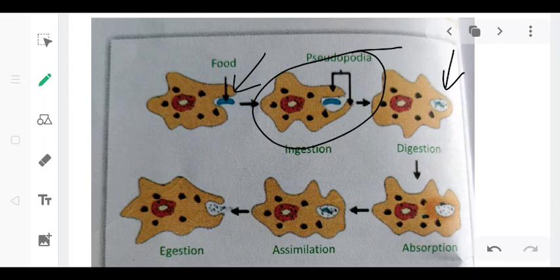The food is then acted upon by digestive juices in the food vacuole, and gradually the digested food is absorbed. The undigested residue of the food is expelled outside by the vacuole. Here, after digestion and absorption, next is assimilation, the utilization of the soluble nutrients from the digested food. And the last one, whatever undigested food is left inside the body will be removed from the body, which is known as egestion.